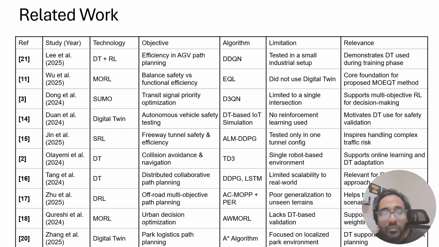In our study we use the envelope Q-learning. As you can see, in paper 21 they demonstrate the DT during the training phase, so we also include it in our study. No study actually combines all of these, so in this study we try to combine all of them.